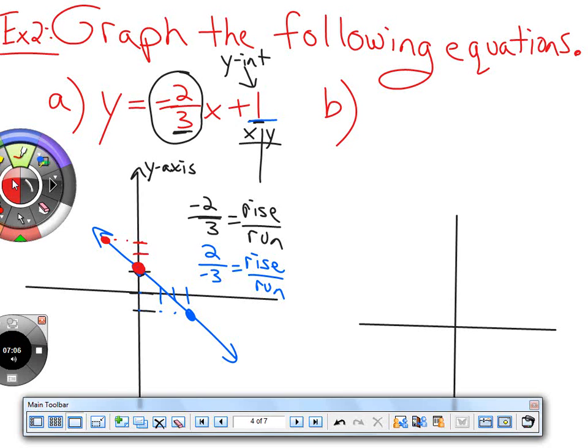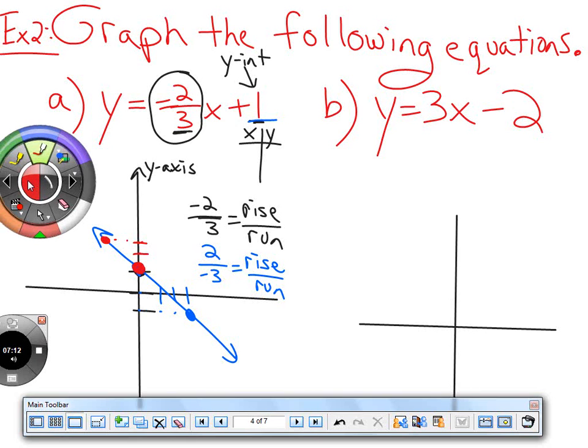All right, let's try another one. Let's say y equals 3x minus 2. What we do is we start with the y-intercept. So you look at that and you say, okay, looks like the y-intercept is negative 2. That means it crosses the y-axis at negative 2. You put a nice dot there. And then you look at the number that's in front of the x. That's always your slope. So we would say the slope is 3, right?